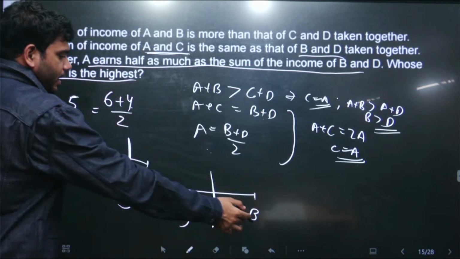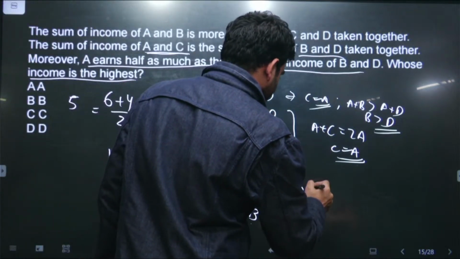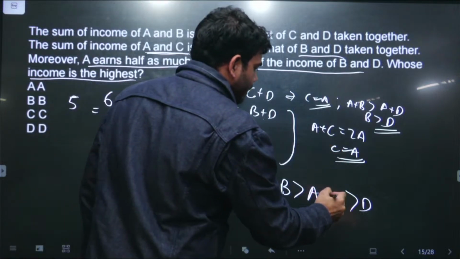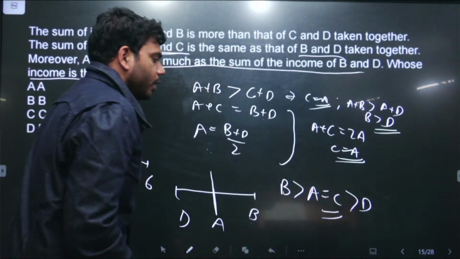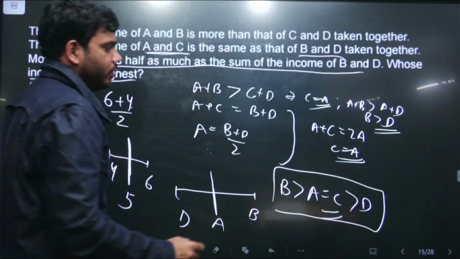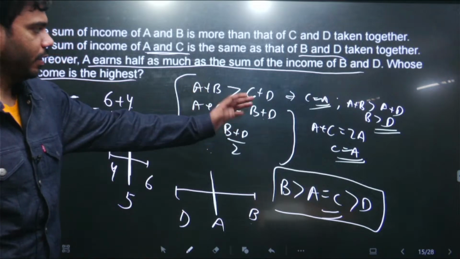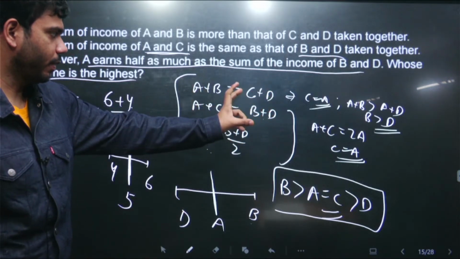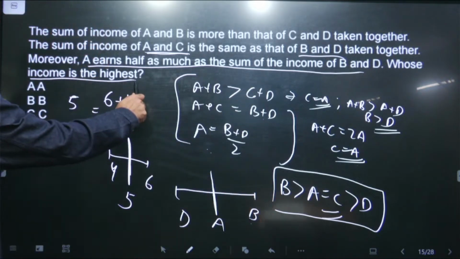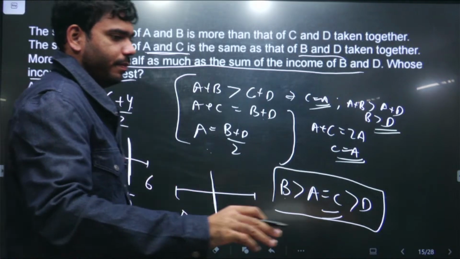So it means B is largest, A is in the middle, and D is smallest. And here we know that A and C are equal. So this is the order of the income of these 4 individuals. It was a simple question. We just wrote this in numerical form, and then did some mathematical tweaking. We get to these things, and then he is asking which income is highest. So obviously B is the individual whose income is highest. So option B is correct.